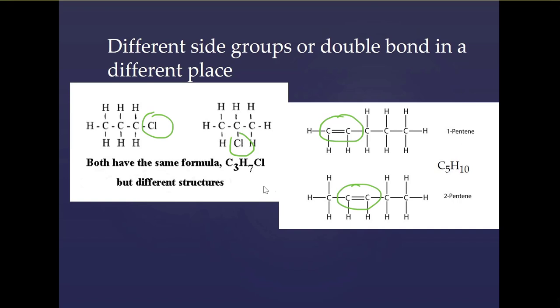So it's different than resonance. In resonance, you have one molecule, but you can't represent it with one Lewis structure. You have to draw many. Isomers mean you have the same formula, but there are many different ways to connect the atoms together.